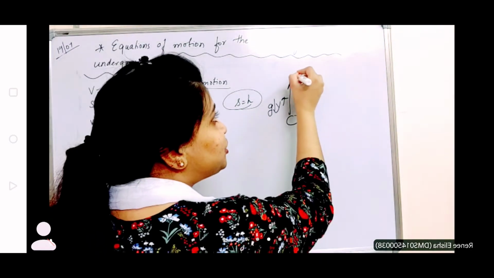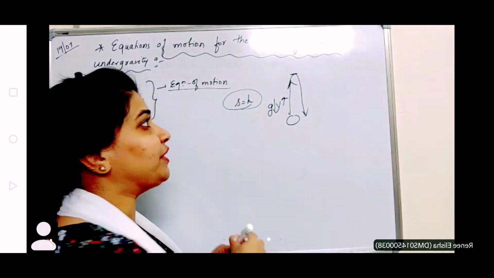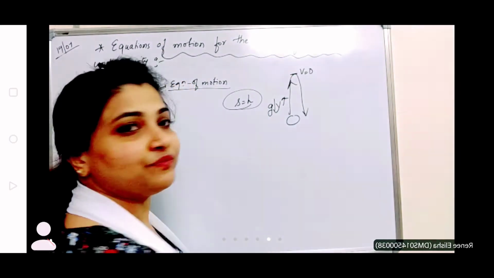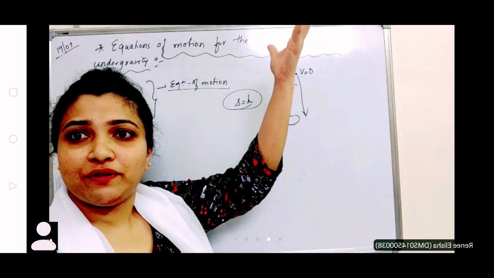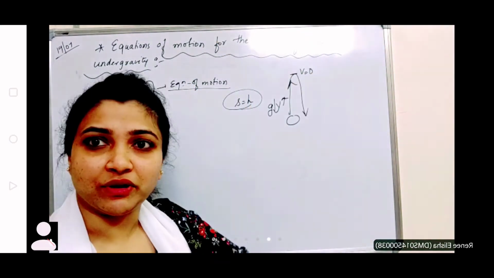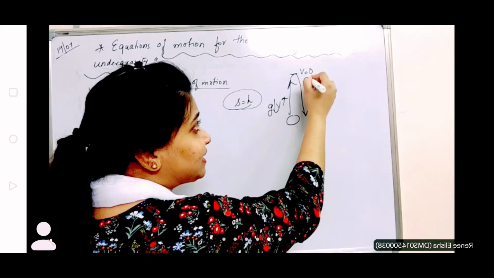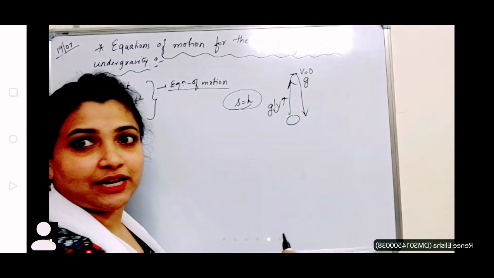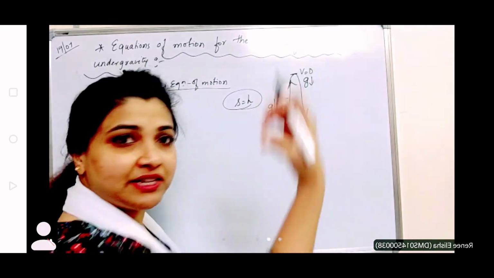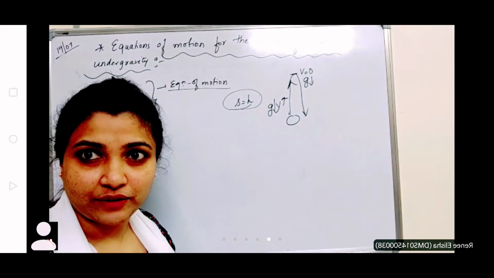Now at the highest point, velocity will be zero, right? So at the highest point there will be zero velocity. Then it starts coming downwards. So velocity is maximum here. But still the acceleration due to gravity is pulling it down. So again acceleration due to gravity is in the downward direction, right?